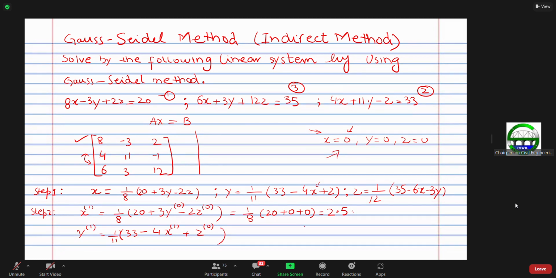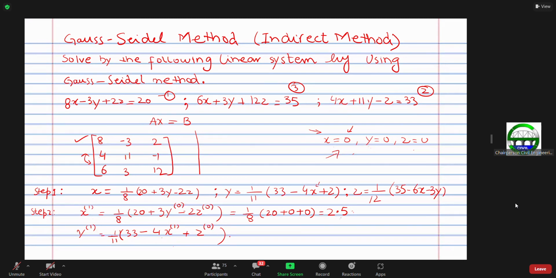Earlier, what we were doing, we were putting the value of x, y, and z in all the three equations. We put the value of 0, 0, 0 and then we find the value. But in here, what we're gonna do, we find the value of x. The initial condition will be the same, the 0, 0, 0. So considering y and z is equals to 0, we calculated the value of x. Now we already have the x1, the first iteration. So put this value of x1 in here.